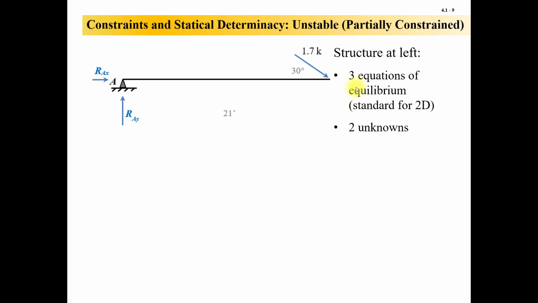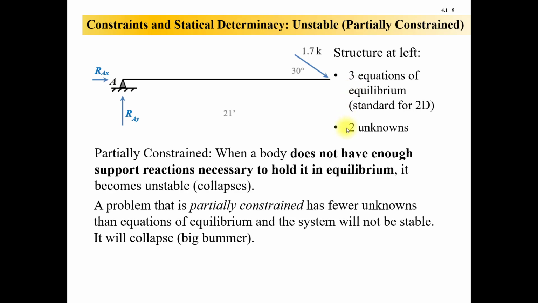Here we have 3 equations of equilibrium still, right? And we only have 2 unknowns. When a body does not have enough support reactions to hold it in equilibrium, it becomes unstable and collapses. A problem that is partially constrained has fewer unknowns than equations of equilibrium, and the system will not be stable. That's really a problem. So are there many structures out there like this? Not for long. They're the ones that fall down.